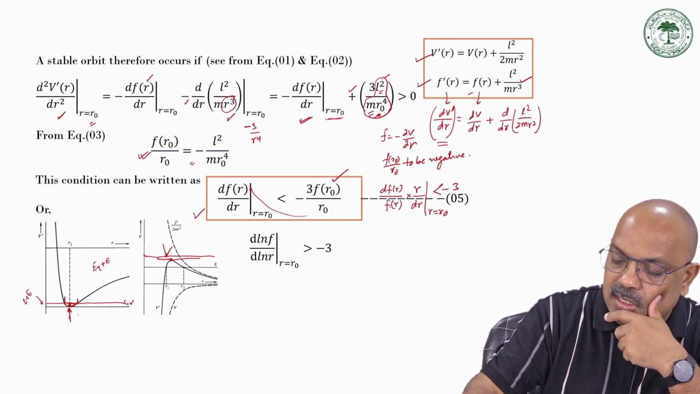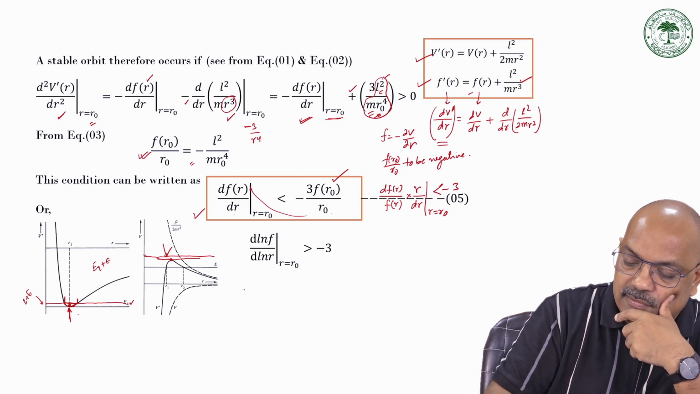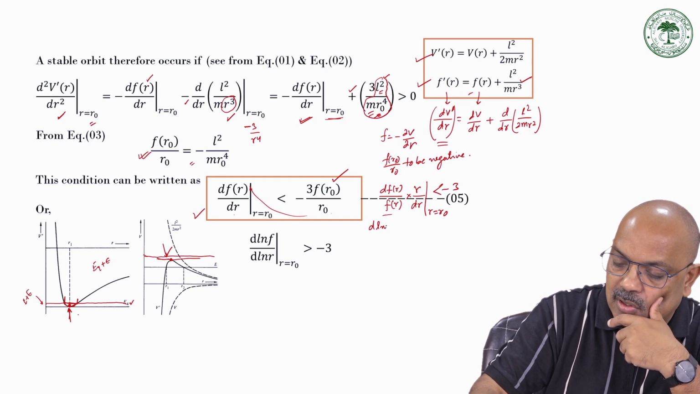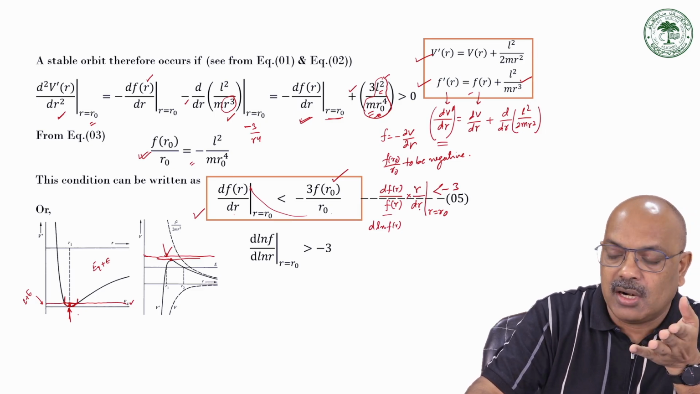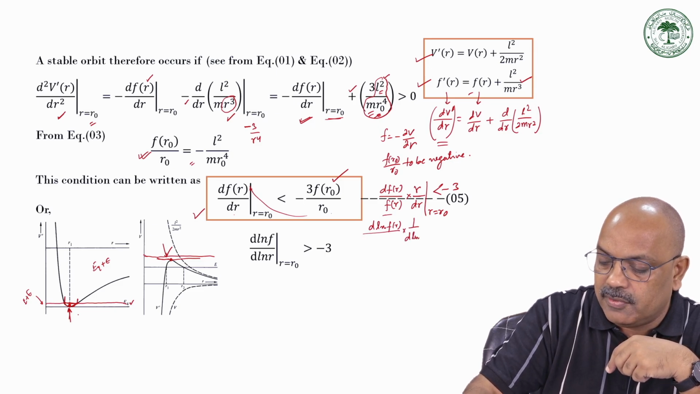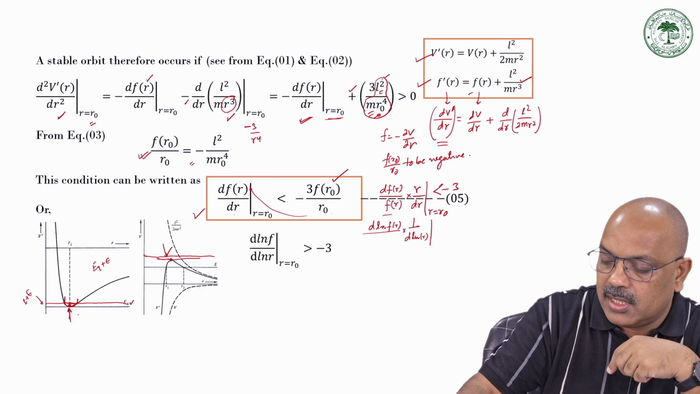Now what is this thing? This dF of r over F of r is nothing but d of log of F of r, and this r upon dr is 1 upon d of log of r, at r equal to r naught, which is less than minus 3.